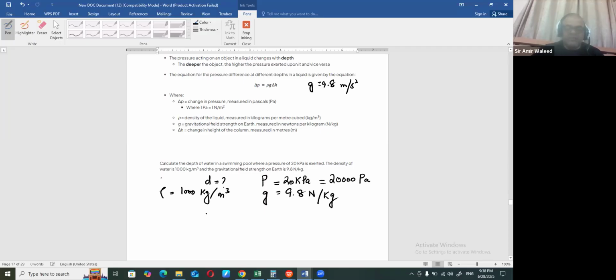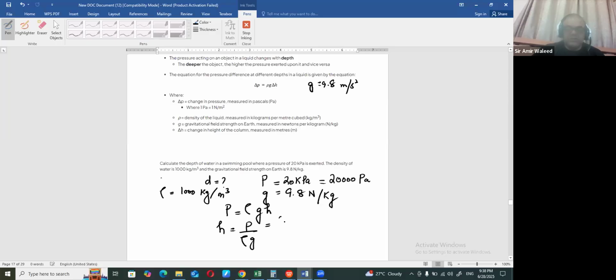So they are saying they need to find out the height. Height, not height, means depth. So pressure is equal to rho g h. Remember that h will always be the change in height. In that case, it's simple height, right? So height equals P divided by rho g.